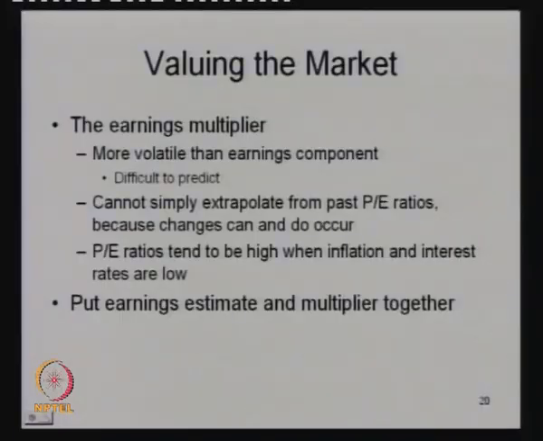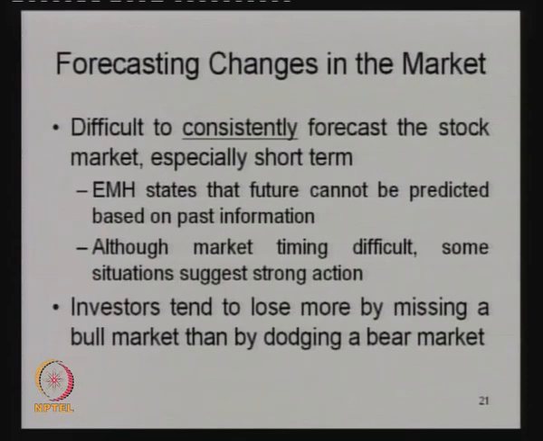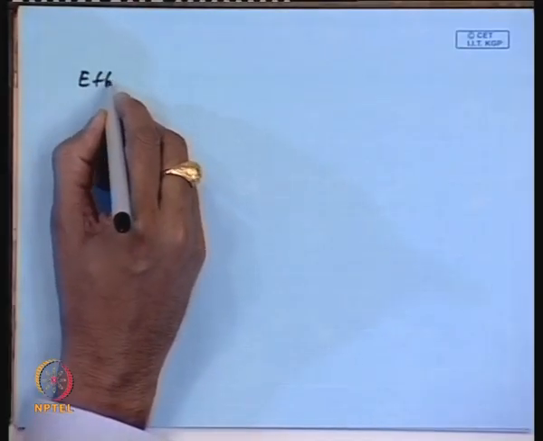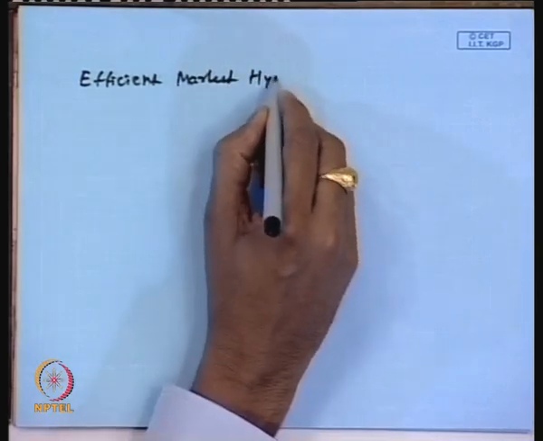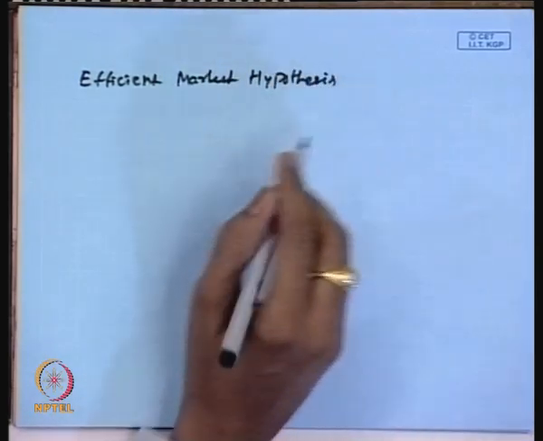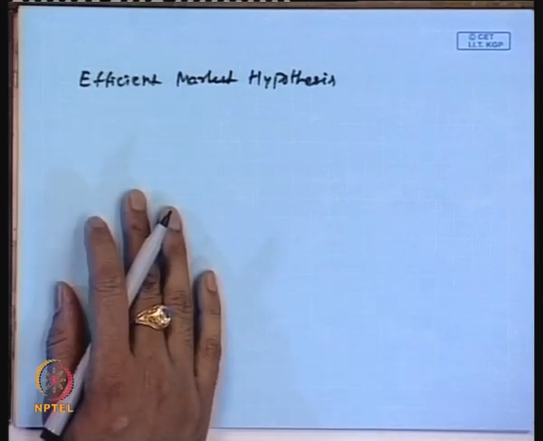Then we move on to the next thing, that is how much we can actually forecast the changes in the market. It is not so easy to forecast the market continuously, in particular in the short term. And another problem that we have is the efficient market hypothesis, EMH. There are different forms of efficient market, as has been discussed, and it is going to be discussed in some other sessions on efficient market hypothesis theory as such.